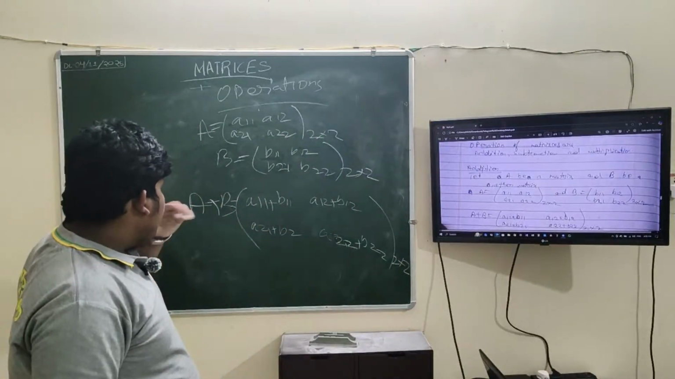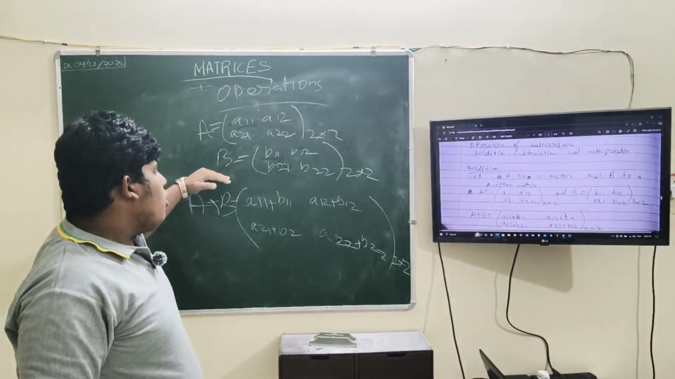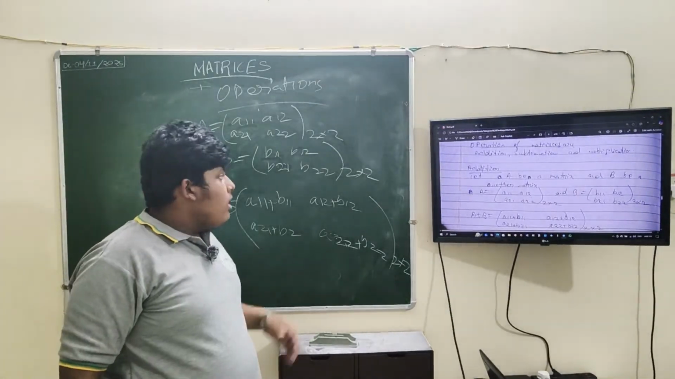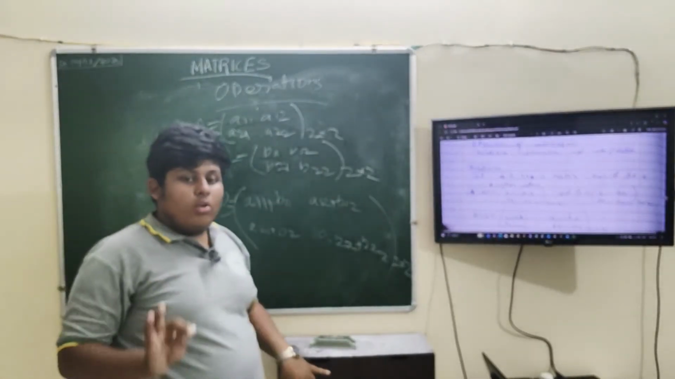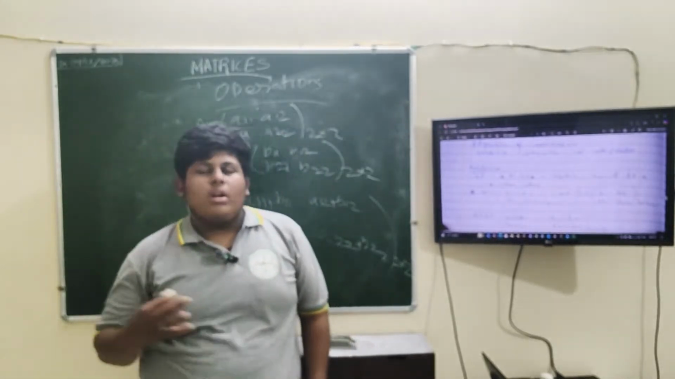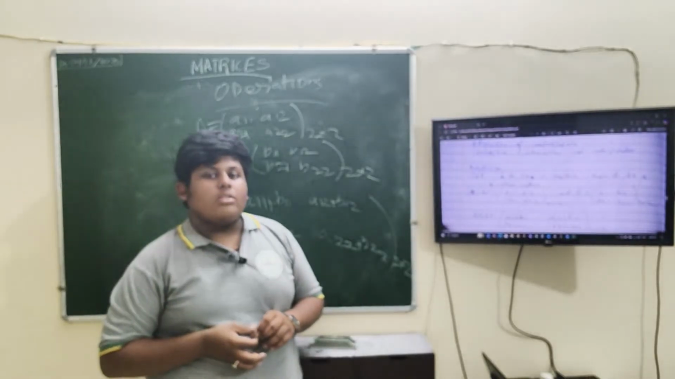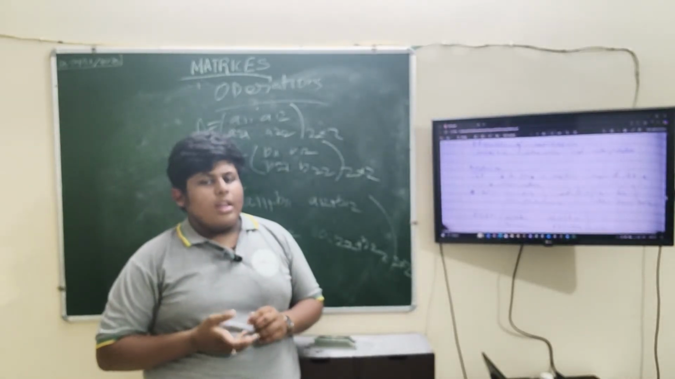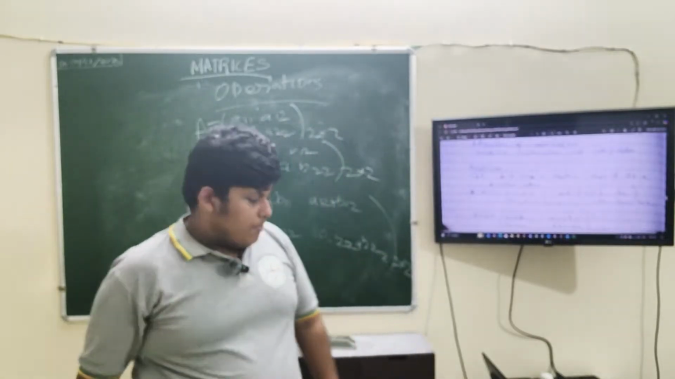There is a fact that the addition of matrices is only possible when the orders of both the matrices are equal. Like here the order is 2 cross 2 and here the order is 2 cross 2, then only the addition is possible. If the orders are different, like one matrix has 2 cross 2 order and another matrix has 3 cross 3 order, then the addition is not possible. For addition, the order must be equal.